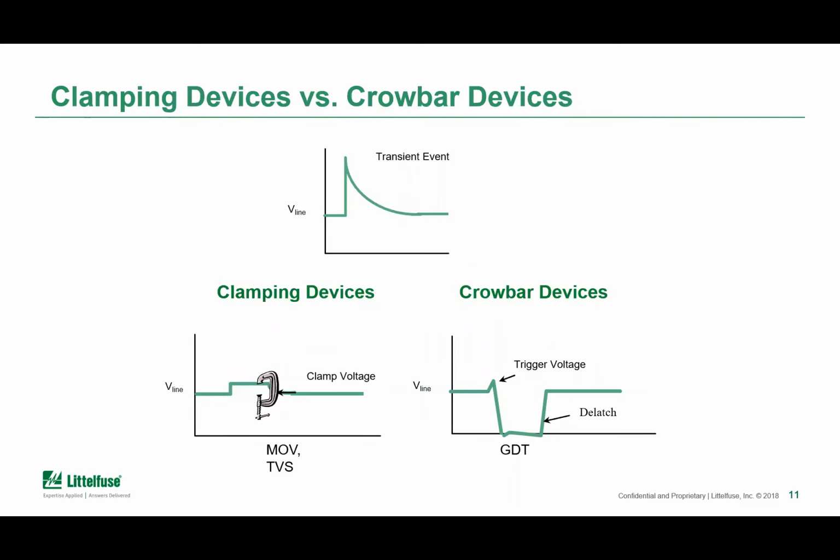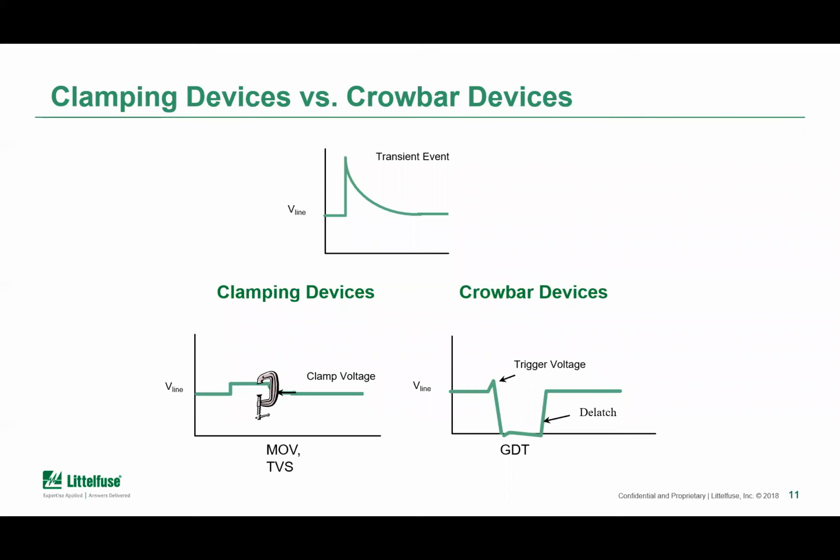There's two different types of suppression devices used in the industry. The first one is a clamping device, and a clamping device essentially will lower the peak voltage let through to the end equipment during a transient event, and it will clamp it down to a level that's above the operating voltage of the system, but ideally below the damage threshold of the equipment being protected. And then once the transient dissipates, it will go back down to operating voltage and go back to normal operation. Examples of this are metal oxide varistors and transient voltage suppressors, or TVSs.